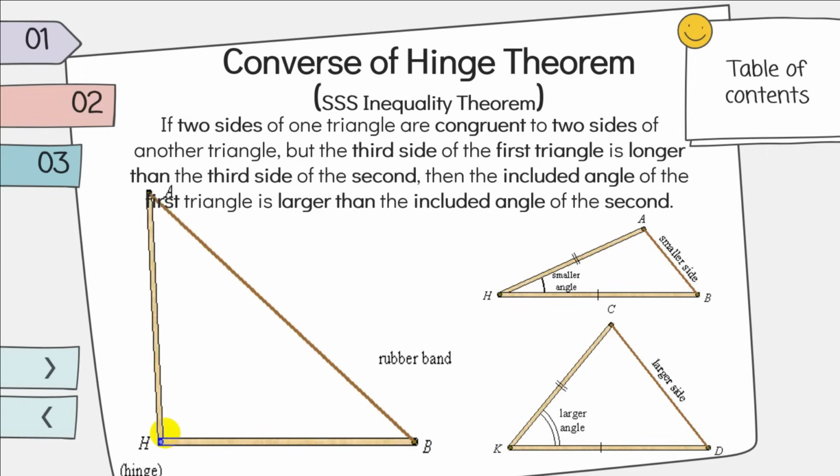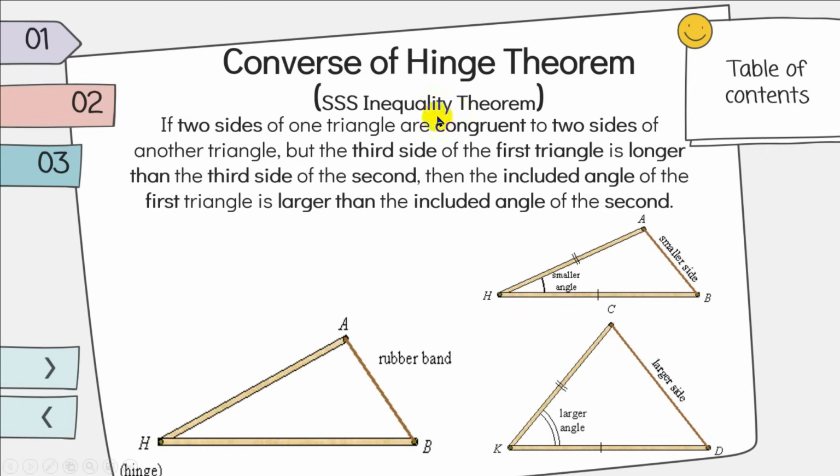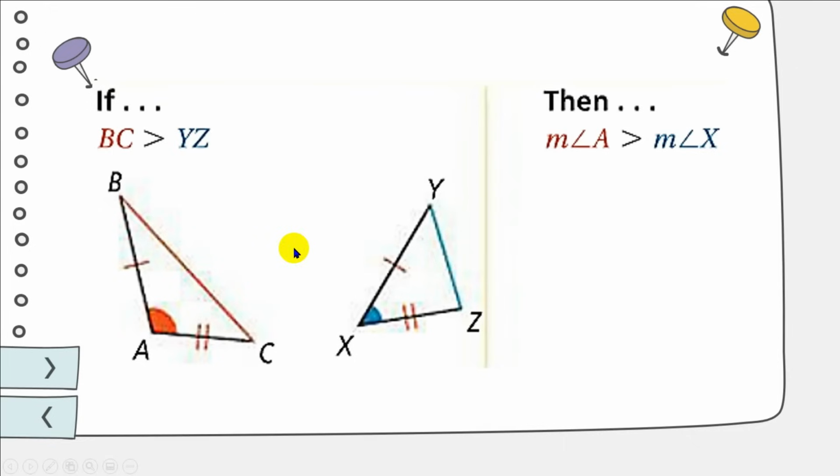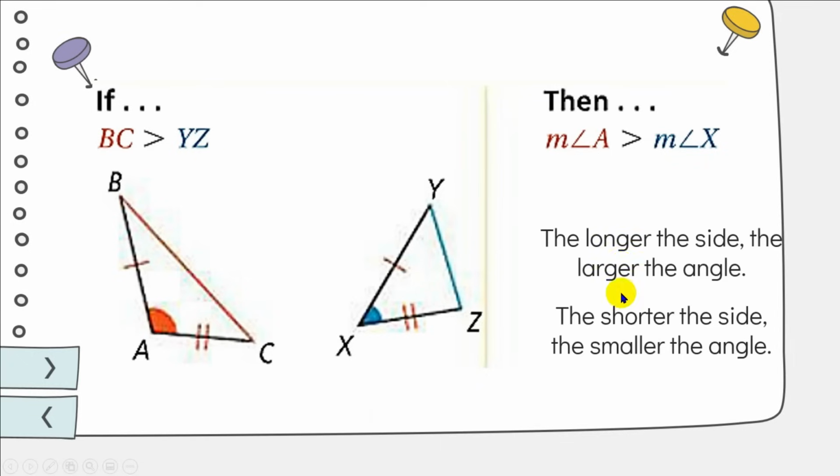Yun nga lang po, dito kasi ang unang given ay ang sides. Okay? So, again, comparing the sides BC and YZ. BC is greater than YZ. Therefore, alin ba ang angle opposite to side BC? That's angle A. It is greater than the angle opposite to side YZ, which is angle X. And tandaan po, the longer the side, the larger the angle. The shorter the side, the smaller the angle.